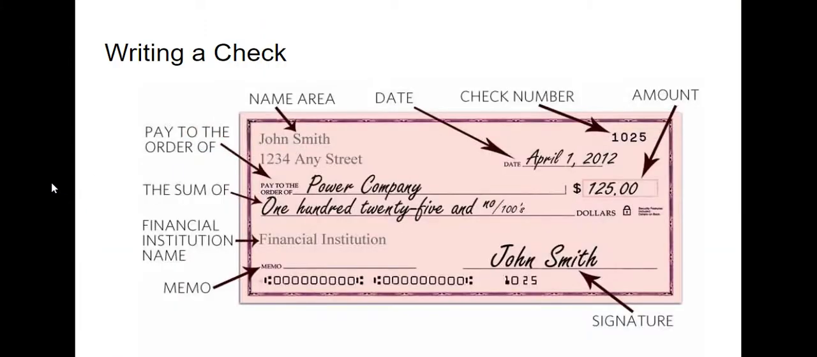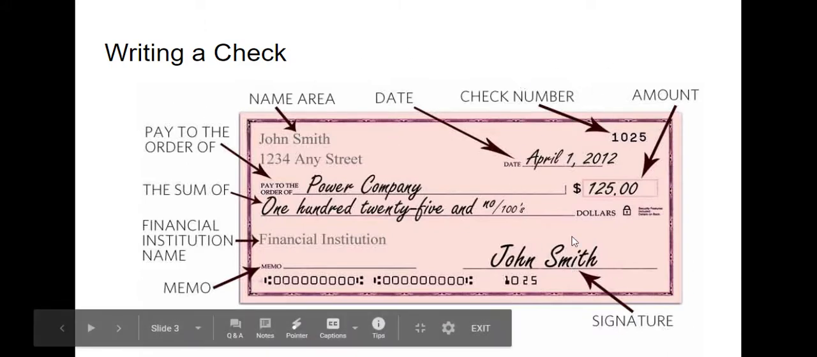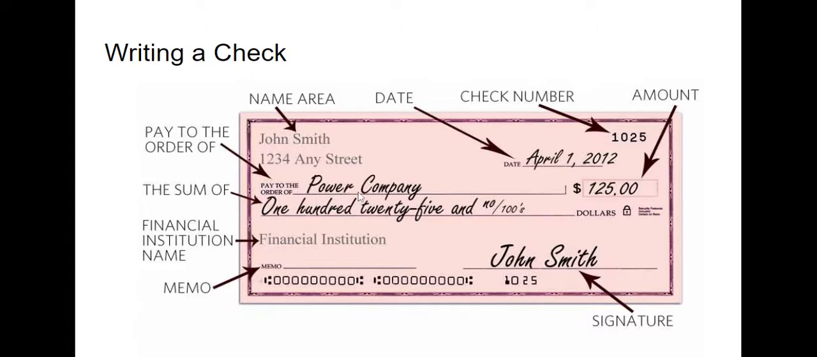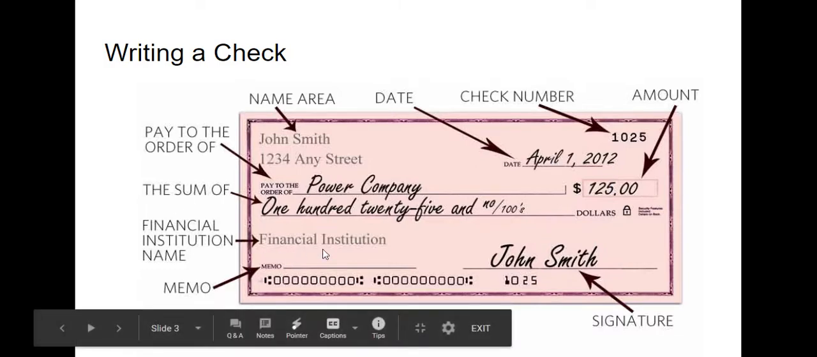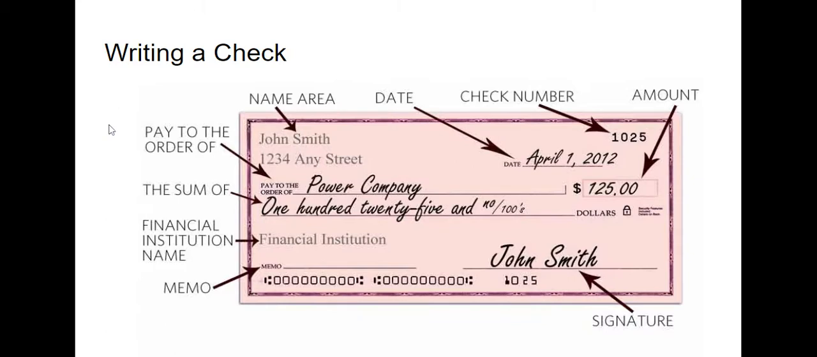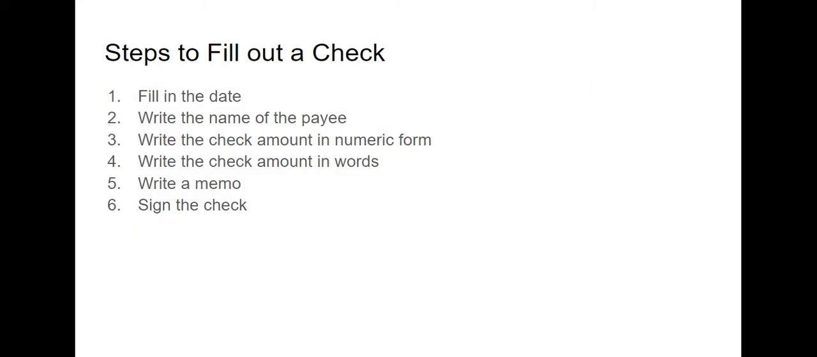All right, so that's what we got so far. So when we write a check, we're going to talk about going from the top to the bottom. You can see we have everything we had in our last example right here, right? We got the name area, whose name's on the check. We got the pay to the order area. We got the place to write the check in words, place to write in numbers. We got our date, signature, and there's that memo again. You always have your financial institution's name there. So let's just go through how you do it.